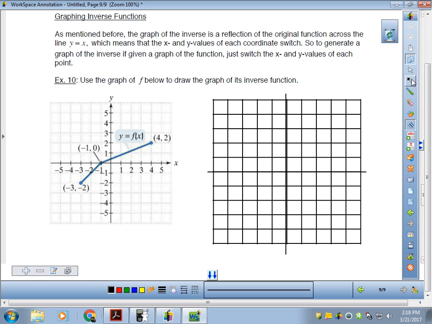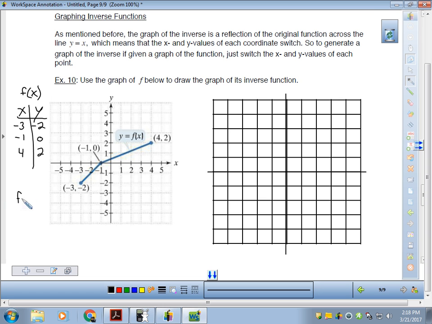Alright, so there's my x-axis and y-axis. They've given me a function here, and I'm going to take the points off of this function and make a little table. So this point is -3, -2. This point is -1, 0. And this point is 4, 2. And this is for my f of x.